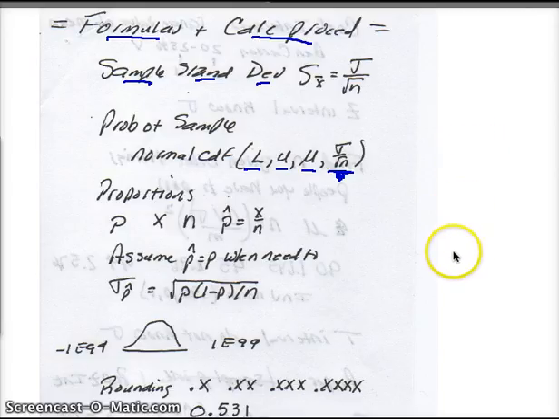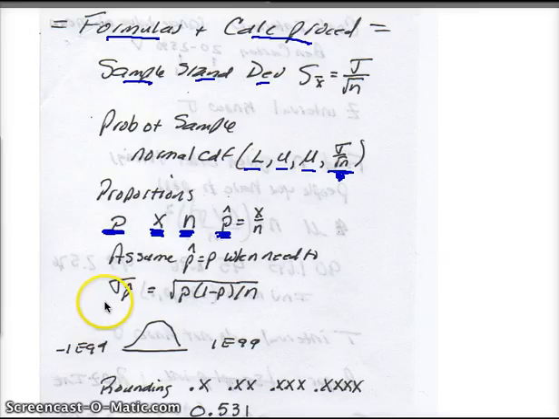All right, next, when we're talking about proportions, P is the population proportion. X is the amount in our sample in the category we're considering, and N is the total number of people we surveyed. P hat is the point estimate. It is the X over N, so keep that in mind. Of course, we assume that P hat is P when we need to, when we don't have P.